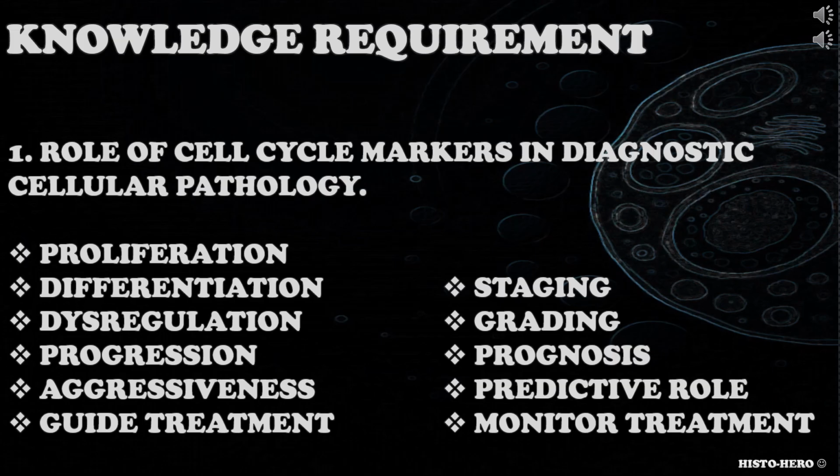Let's have a look at the first knowledge requirement, which is for you to know the role of cell cycle markers in diagnostic cellular pathology. What are cell cycle markers and which are being used in cellular pathology? What role do they play as a diagnostic prognostic tool? Consider assessment of cellular proliferation and differentiation, detecting regulatory abnormalities, predicting disease progression and aggressiveness, guiding and monitoring treatment, tumor grading and staging.